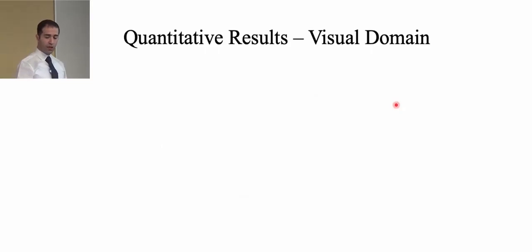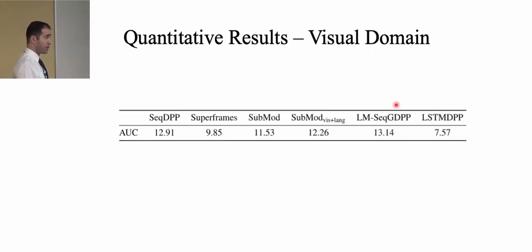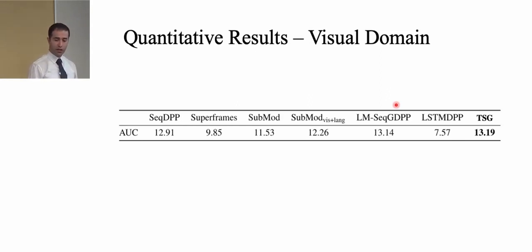We also evaluated our model in visual domain. So here's the performance that we could get using area under the curve that we introduced earlier for the baseline. Comparing those approaches to ours, we see improvement even in the visual domain, even though that was not a concern.